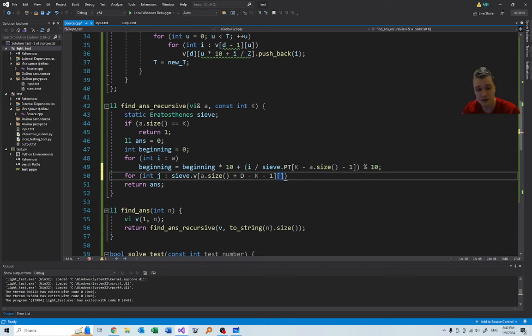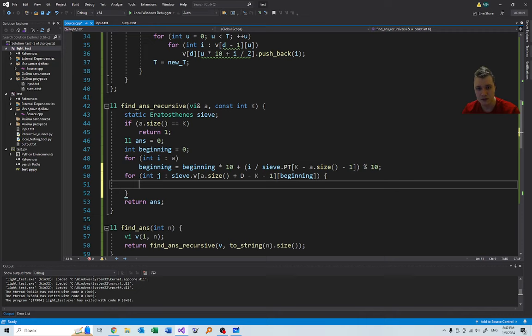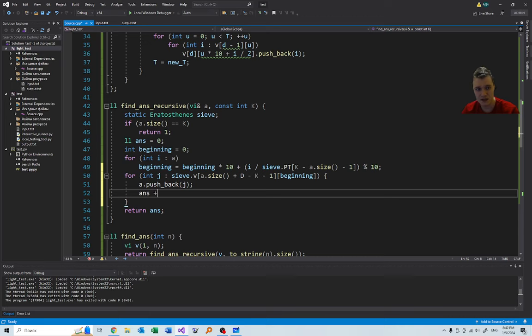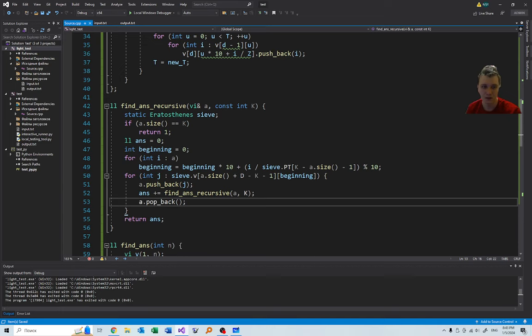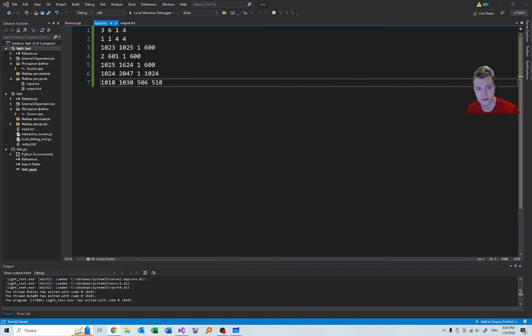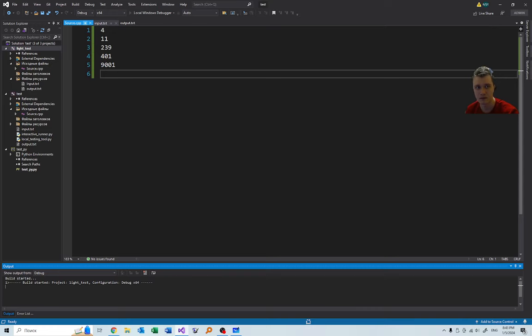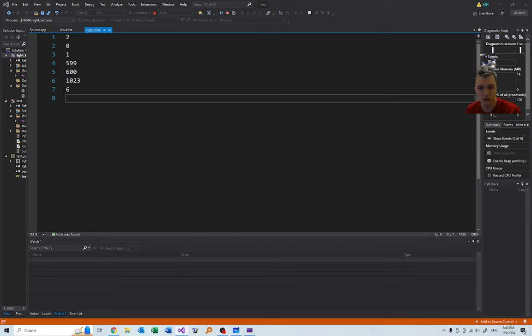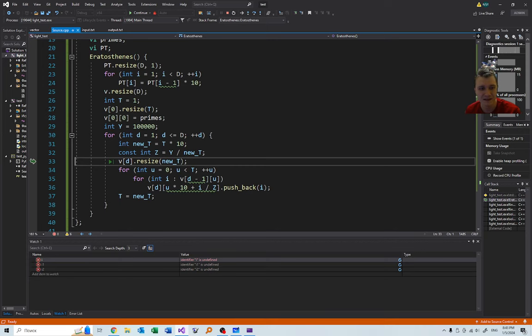Madness. Let's continue. Then we take the beginning. Okay, that's it. And we simply try a dot push back j, then answer plus equal find answer recursive for a and k, and we pop back. Well, let's check. Ah, I didn't. What? Why is it 1 million? Okay, it should be less than d.